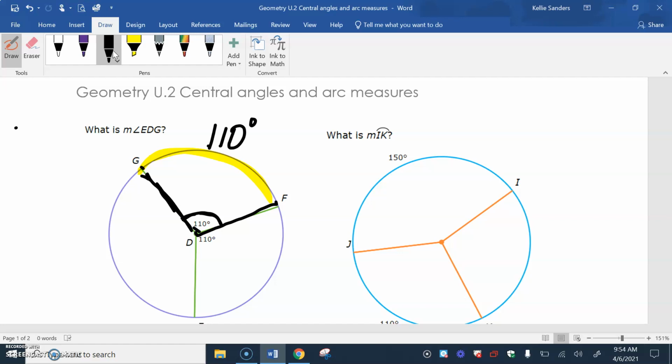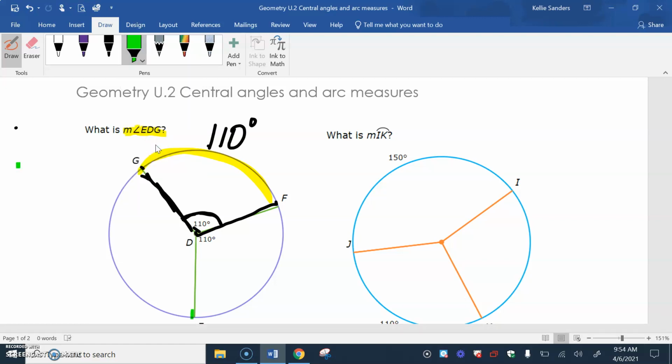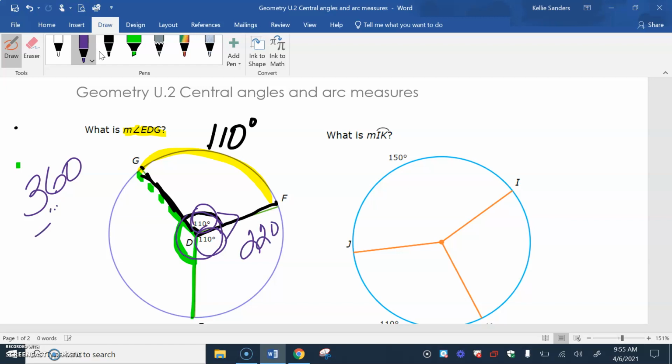Now this is asking for the measure of angle EDG. Now where is EDG? We go from E to D to G. So I want to know how big this is. If we go from 110 and this and this and this, what did we make? We made a circle. And how many degrees is in a circle? 360. Well, I already know that this is 110 and this is 110, so both of those together is 220. So if I take 220 away from 360, I get 140, and 140 is the measure of angle EDG.